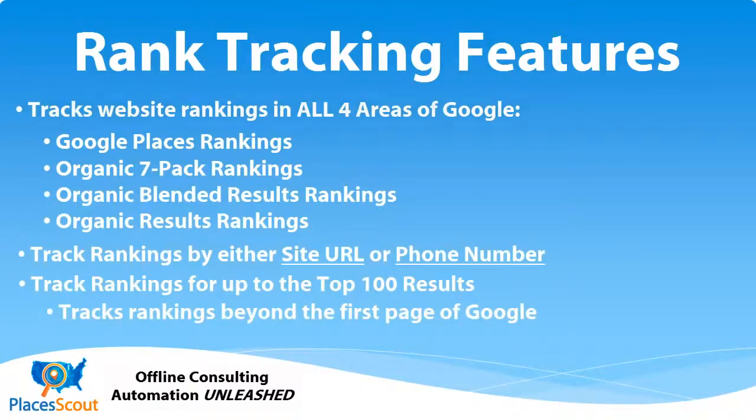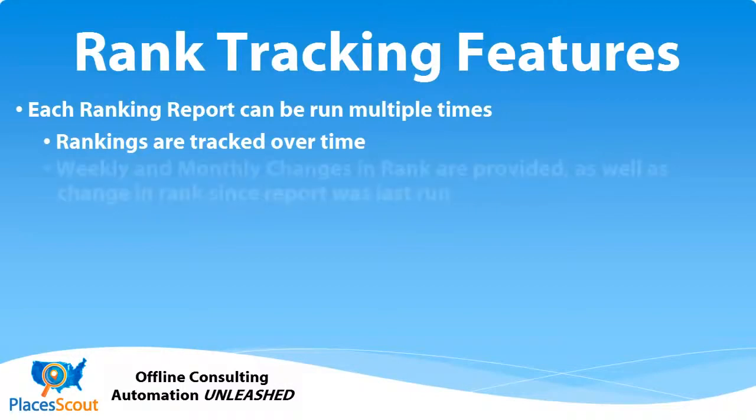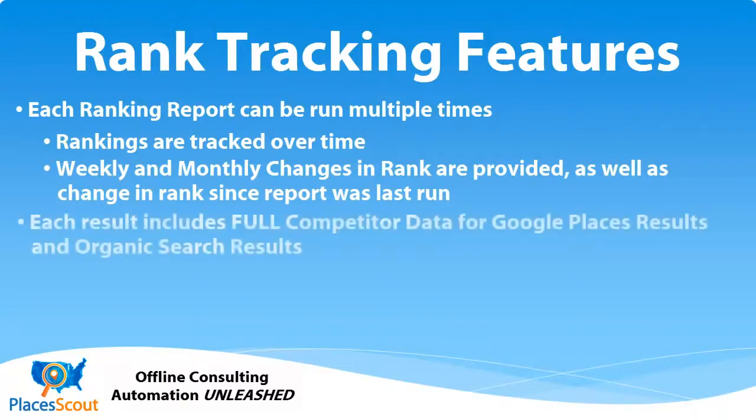first page. Each ranking report can be run multiple times, and the rankings for each keyword and location is actually tracked over time. So you get the weekly and monthly changes in rank, as well as the change in rank since the ranking report was last run. On top of that, you also get the full competitor data for each keyword and location query. You get competitor data for Google Places results, as well as organic search results, so you can see exactly who you're competing against for these rankings.